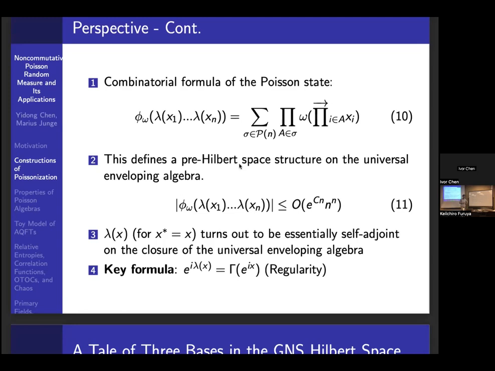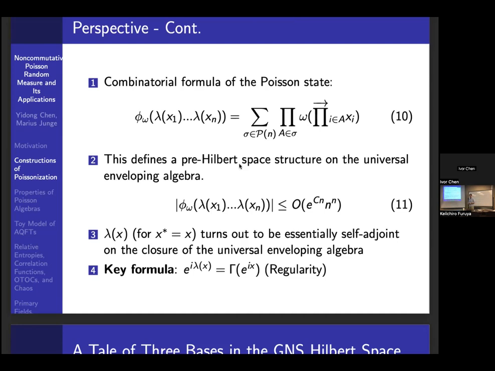It's a combinatorial formula. I won't tell you where it comes from, I just throw it out here. But it has an origin, just by taking the derivative of the characteristic function of the Poisson distribution. You'll get this. What is the sum? Sum over all partitions of n, the set 1, 2, 3, up to n. Capital A is a subset inside this partition, because in a partition you break your set 1 to n up into little subsets. A is just one of those little subsets, and you take the product. Why the arrow? Well, we're talking about something non-commutative. Arrow just means ordered product.